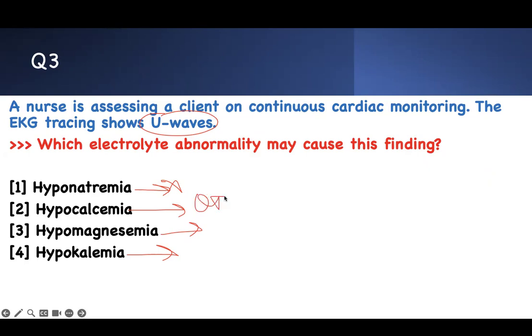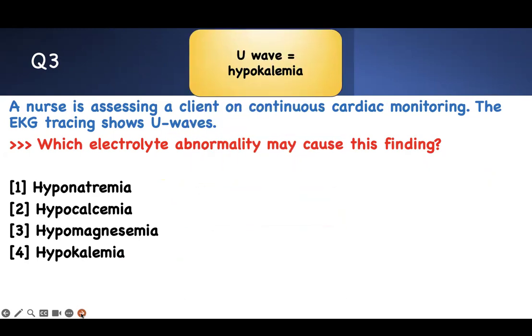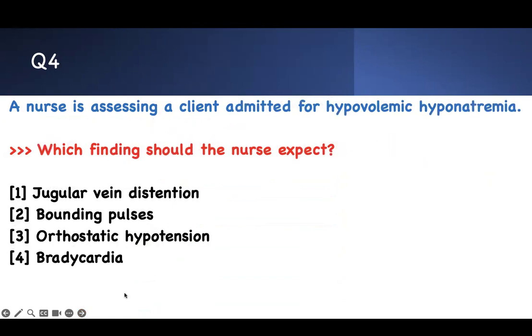Hypocalcemia causes what? QT prolongation. Hypomagnesemia causes torsades de pointes. Therefore, by elimination, I know U wave has to be caused by hypokalemia. And this is the way I break down questions. I don't rush. I go for the buzzword, and I take care of this. I break down the question into pieces. You should do that. Test-taking strategy, pharmacology practice test.